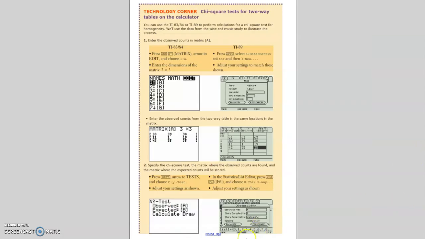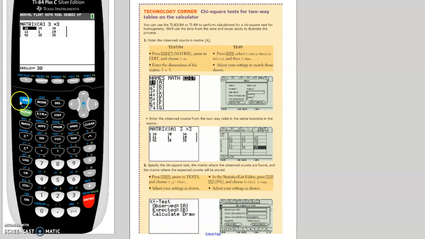Now, here's the thing about this test: I do not need to type in the expected counts. At this point, I can just go to stat and test, and then go to chi-squared test, not chi-squared GOF, chi-squared test, option C. And then my observed numbers I put into matrix A, and this is where my calculator will actually place all the expected counts for me. So I can choose any matrix I want. I'm going to place it in matrix B.